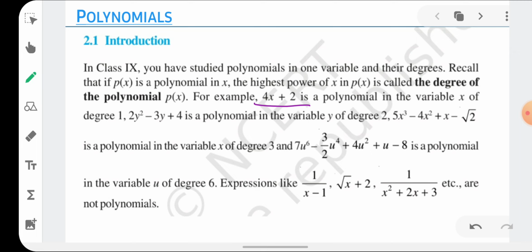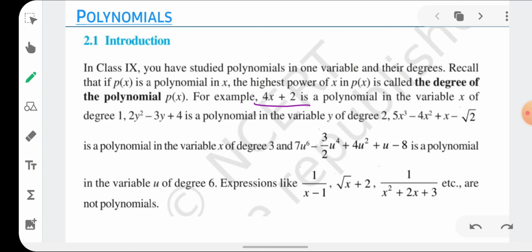A polynomial can have constants like 3, minus 20, or 1 by 2. In the same way, a polynomial can have variables like x and y, s, t, u. It can have exponents, like the 2 in y square. This is called an exponent. But only 0, 1, 2, 3, etc. are allowed. So a polynomial can have constants, variables, exponents.